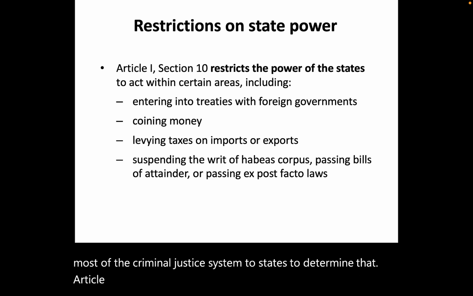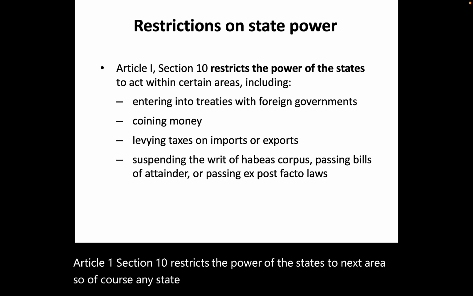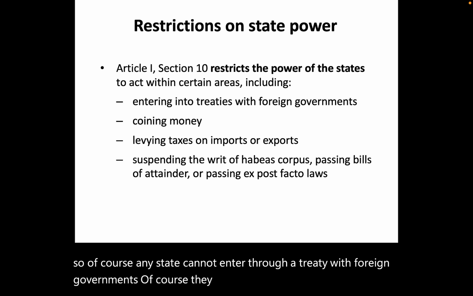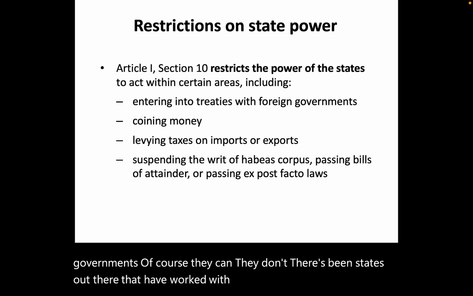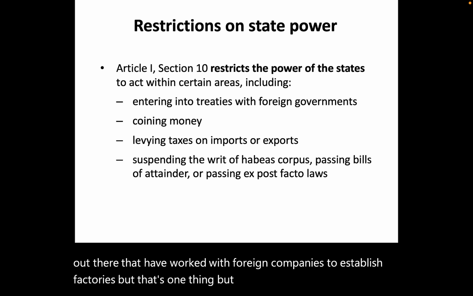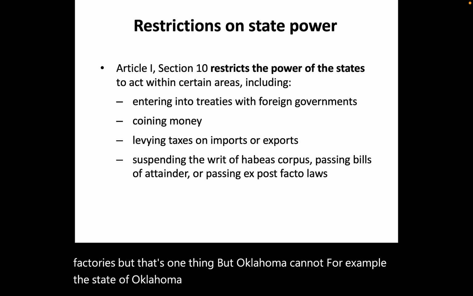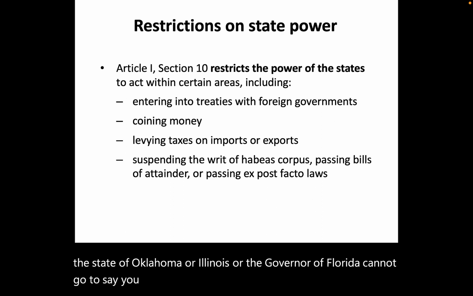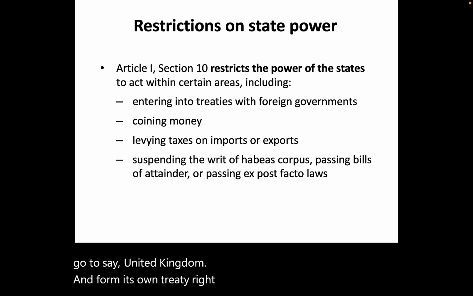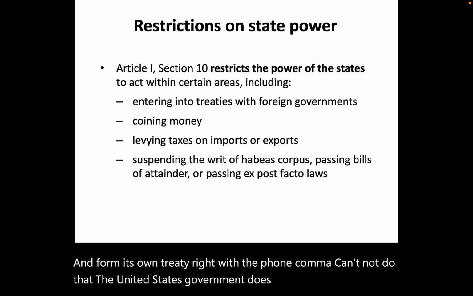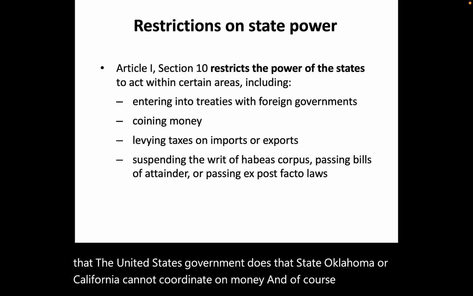Article 1, Section 10 restricts the power of the states to act in certain areas. So, of course, a state cannot enter into a treaty with foreign governments. Of course, there have been states that have worked with foreign companies to establish factories, but that's one thing. The state of Oklahoma or Illinois or the governor of Florida cannot go to, say, the United Kingdom and form its own treaty with the foreign government. The United States government does that. A state like Oklahoma or California cannot coin its own money. And, of course, it can't levy tax on imports or exports.